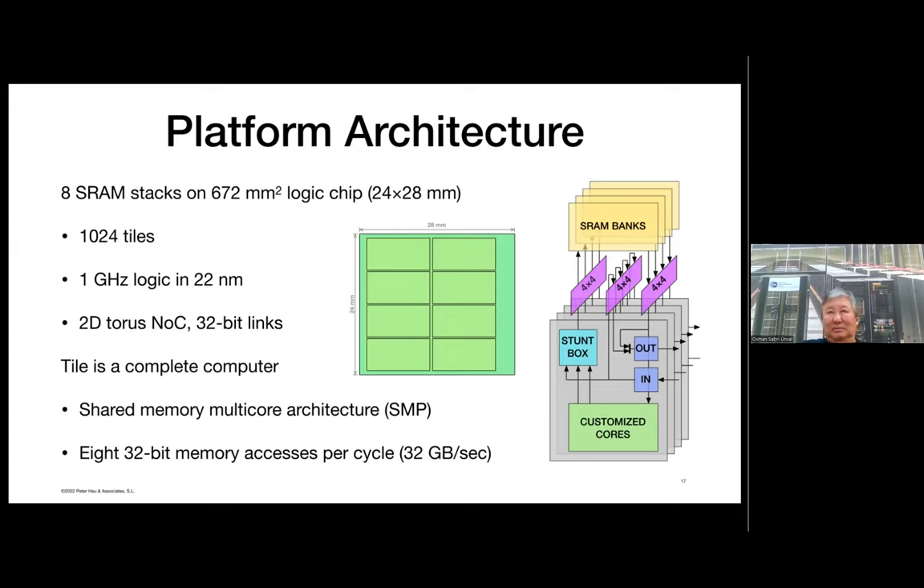It has a bunch of SRAM banks, and it's divided into 4 quadrants for a shared memory. What the tile is, is a very normal shared memory multi-core architecture, an SMP architecture, and it's connected to neighboring tiles with this 2D torus. It can make 8 32-bit memory references per cycle for a total of 32 gigabytes per second per tile. Okay, so it's a little computer with a lot of memory bandwidth.